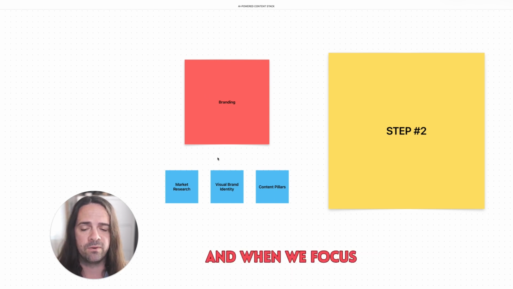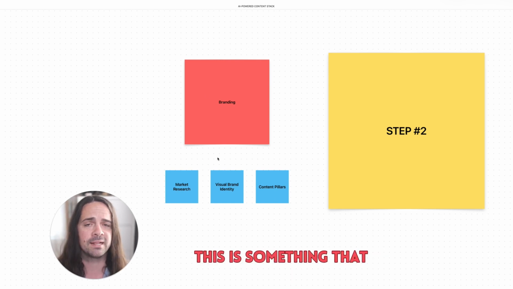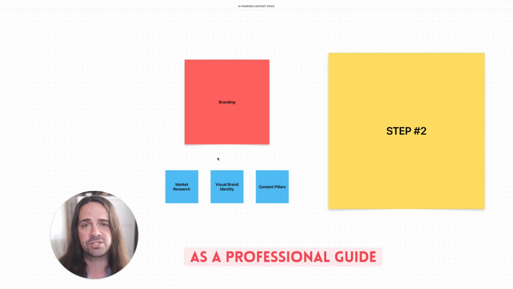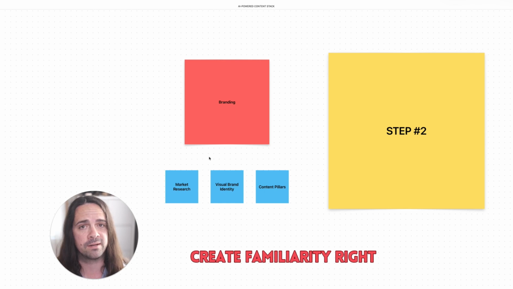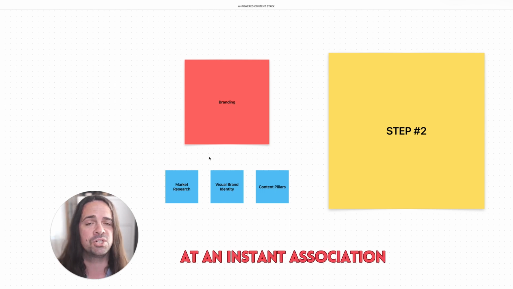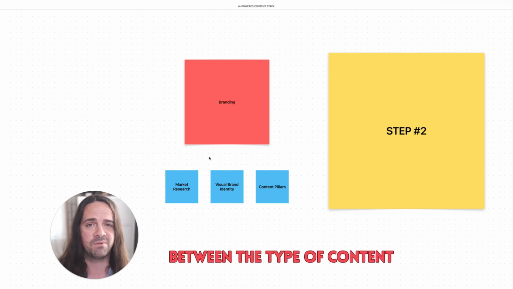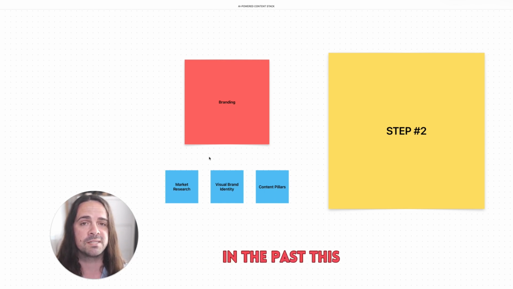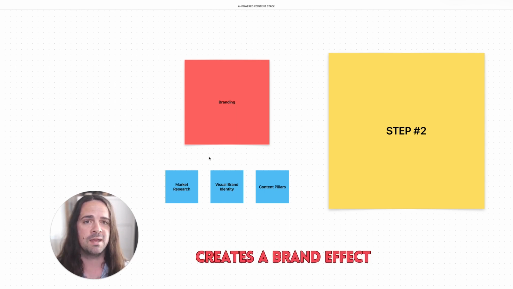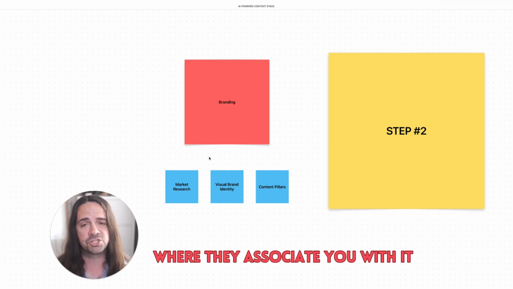And when we focus on branding, this is something that a lot of people skip to their own detriment. So if what we're going for is to establish your place in the market as a professional guide, then what we need to do is create familiarity, right? An instant association between the type of content that's coming up and the type of content they've experienced in the past. This creates a brand effect where they associate you with it.